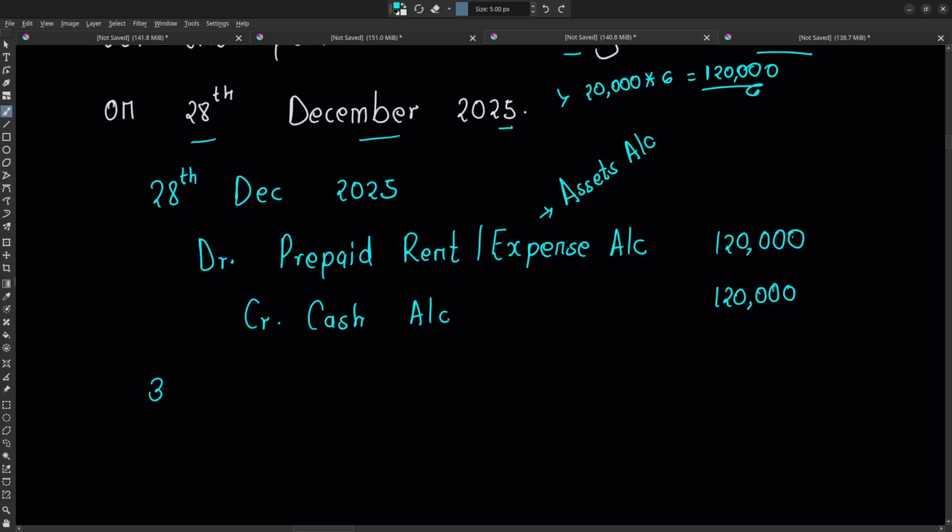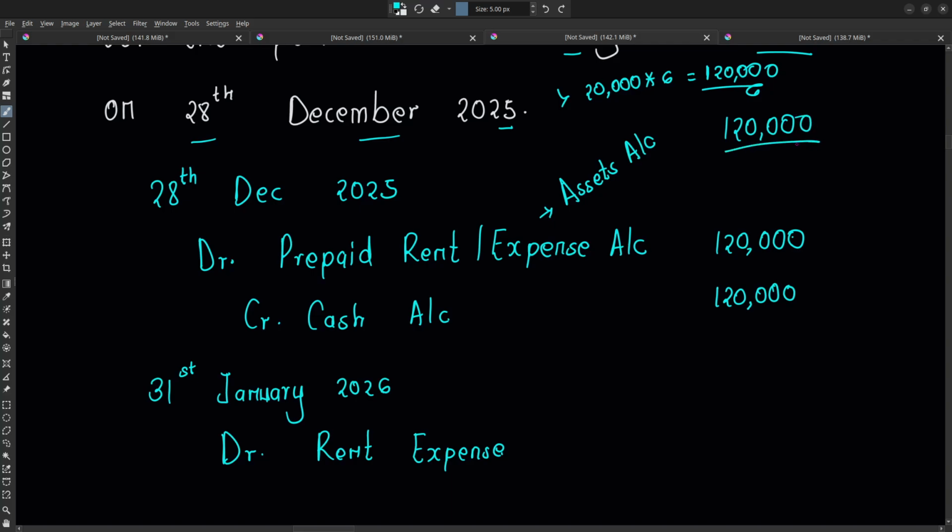Now, how do we record this expense for January, as at 31st January 2026? We come and debit rent expense. If we paid 120,000 for a period of 6 months, how much is rent for 1 month? That is our calculation. We see it is 20,000.